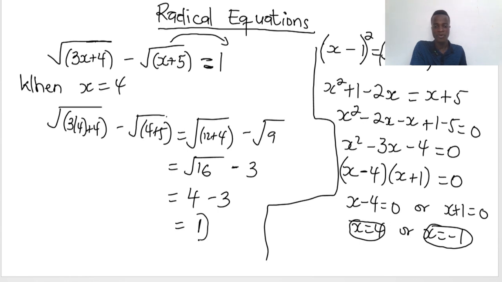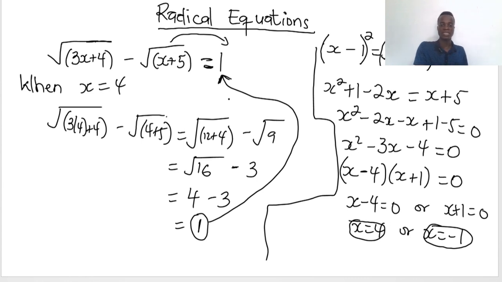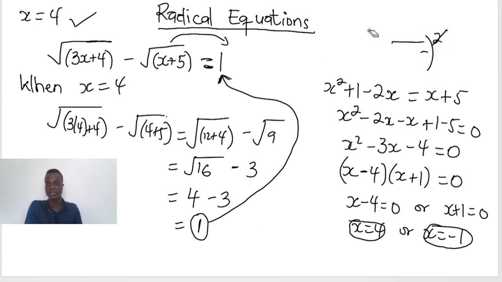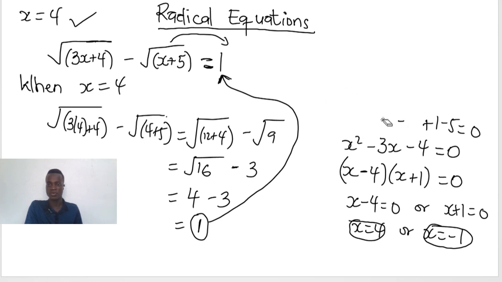So you see that when we put 4 inside, we got 1. And the equation says we should have a 1 at the end of the day whenever we put something inside. So it's satisfied. So x is equal to 4 is a valid answer. We have that one correct. Let's test for negative 1, because that's the other answer that we have. So let's clear this space and also do the testing for x is equal to negative 1.